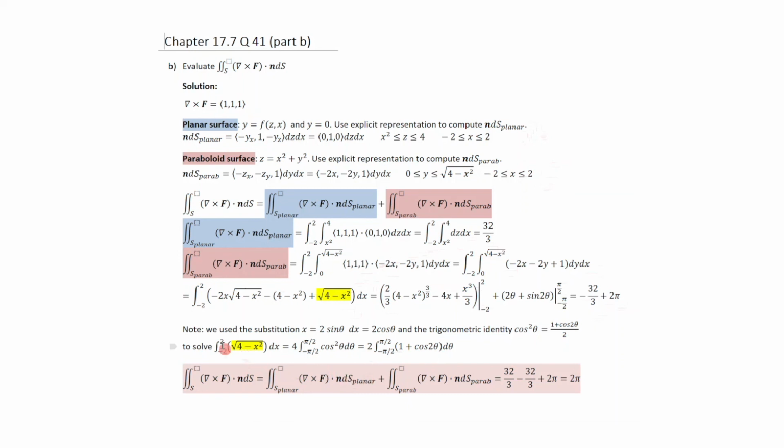So you might ask yourself, how did we get these results? Well, we used the substitution x equals 2 sine theta, dx equals 2 cos theta, and the trig identity cos squared equals 1 plus cos 2 theta over 2 to solve the square root term. This term had to be solved using this substitution technique, and I've shown in detail how that was done here. So the final answer is the sum of these two values. 32 over 3 was for this component, and minus 32 over 3 plus 2 pi was this one, and the answer we get is 2 pi.